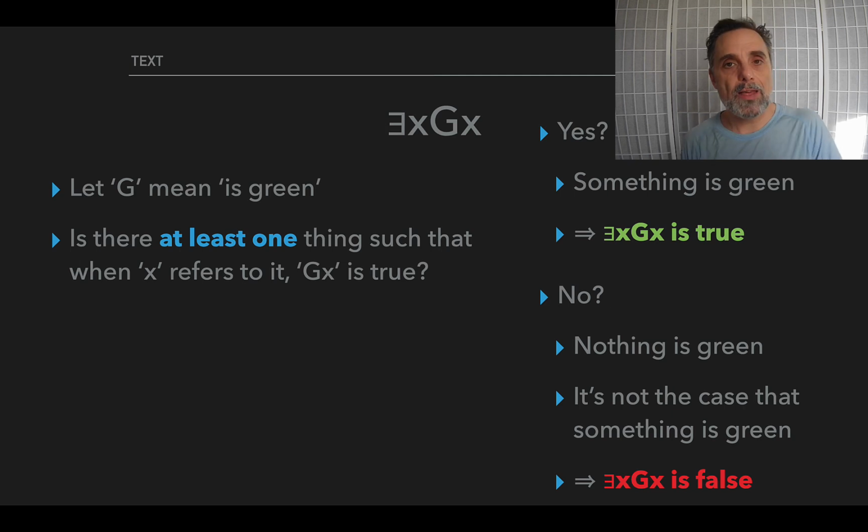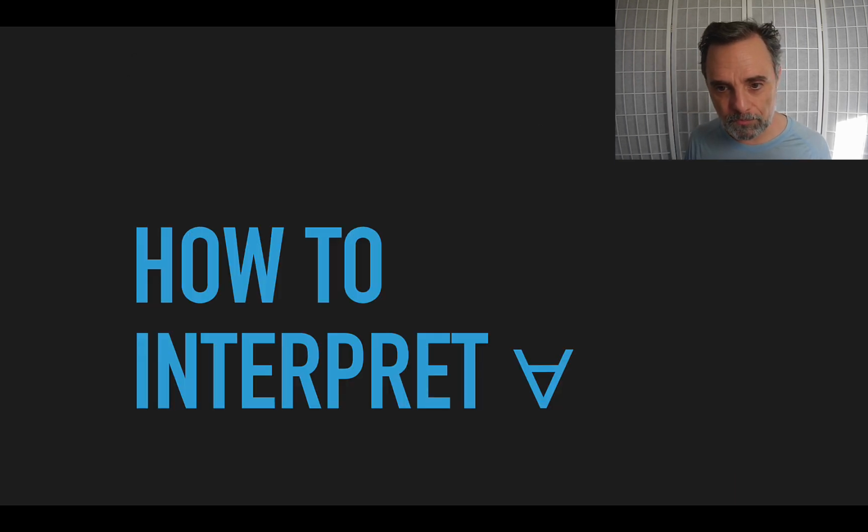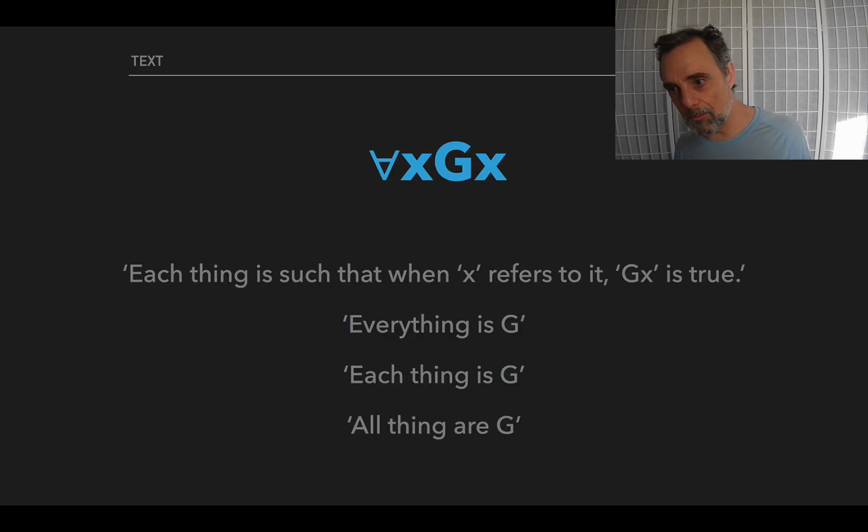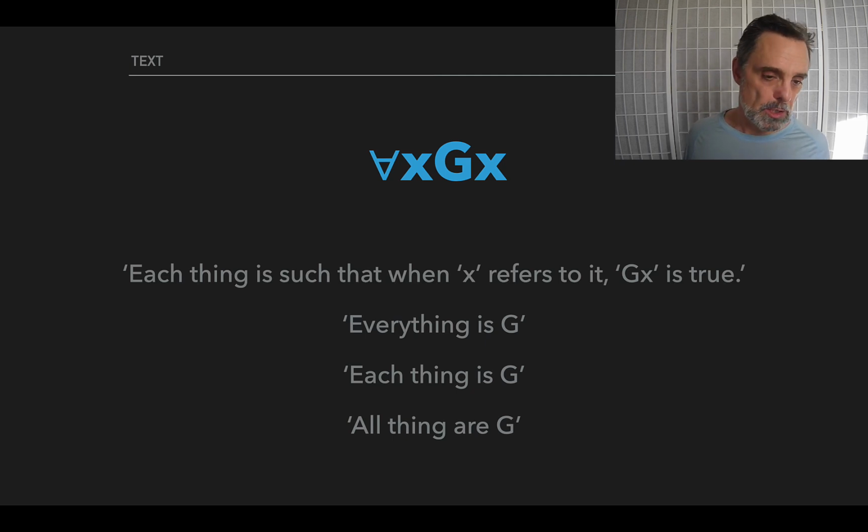Now, at least that's if we were verifying it in the most straightforward, simple way. There are other ways to do it, as we'll see with our derivation rules. But that's how we would think about it: Gx carried around to each thing in the world. If the answer is ever yes, Gx is true of it, then the existential statement is true. If the answer is always no, then the existential statement is false. Universal works the same way, more or less, except it's all instead of just some. So we could say everything is G, each thing is G, all things are G.